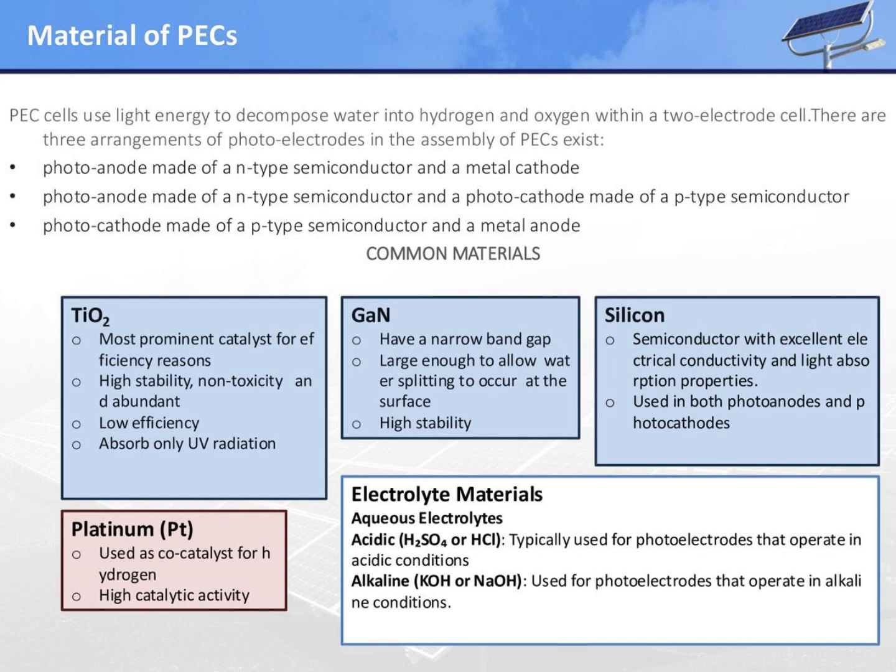The catalyst for the PECs is platinum, used as co-catalyst for hydrogen and has high catalytic activity. As for the electrolyte materials for the PECs, there is aqueous electrolyte, which is acidic, which is H2SO4 or HCl, which is typically used for the photoelectrodes that operate in acidic condition. Also the alkaline, which is KOH or NaOH, used for photoelectrodes that operate in alkaline conditions.